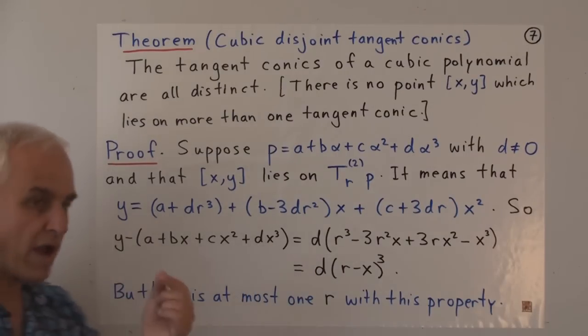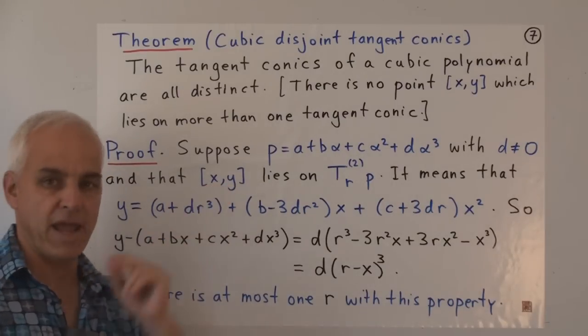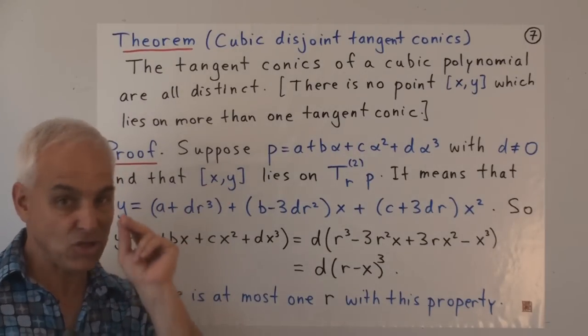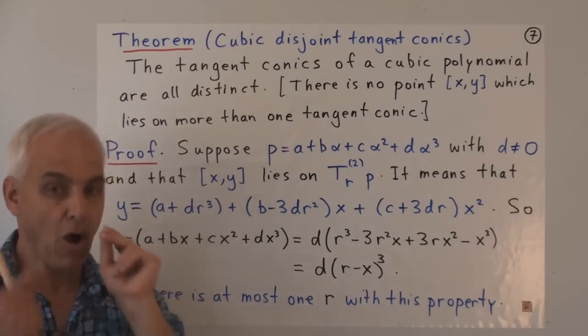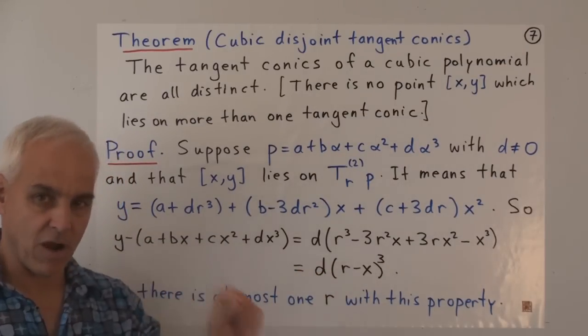That means there's at most one tangent conic that goes through the point xy. You can't find two tangent conics going through xy, only one. The r is given by this equation, and that determines r completely.